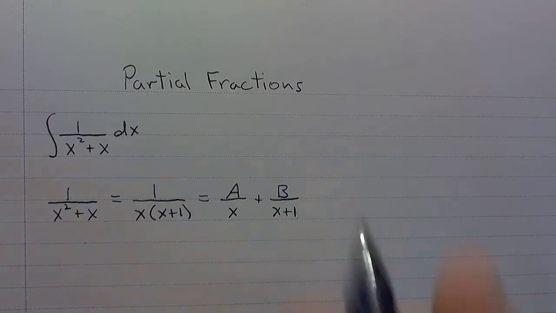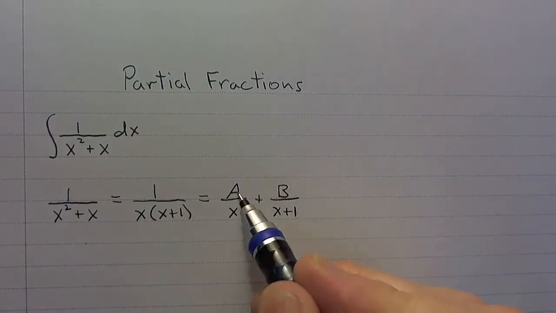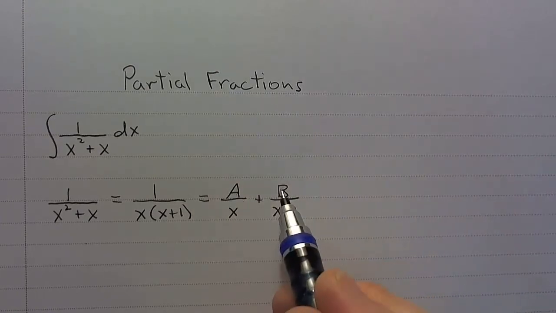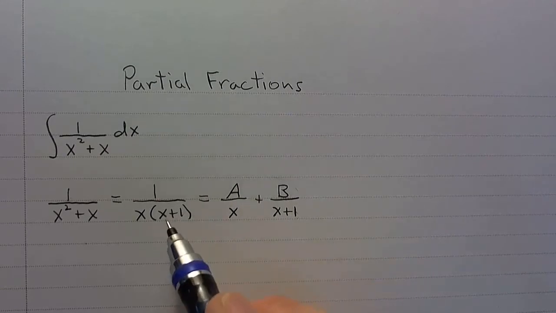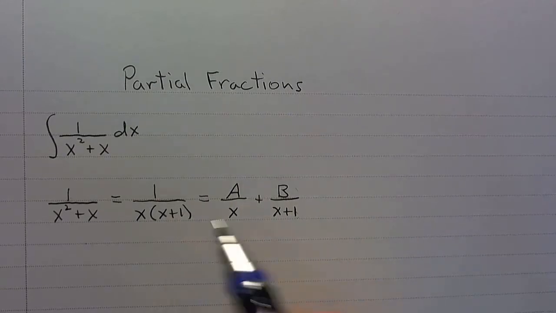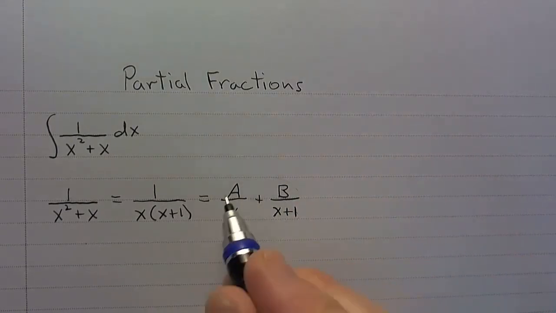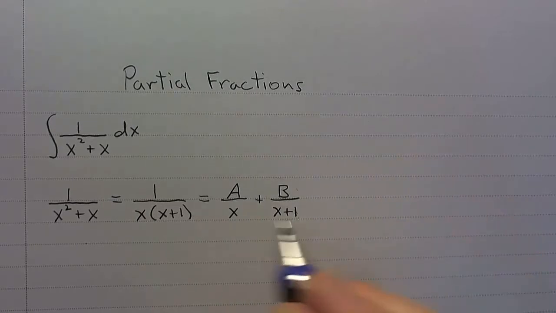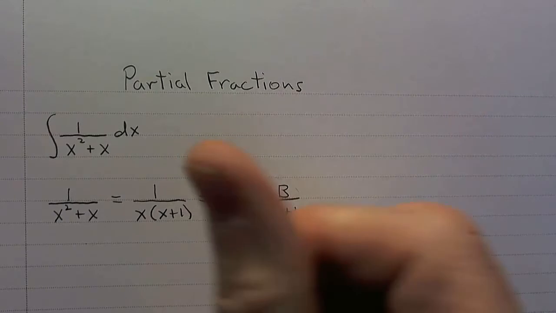So we're making that assumption, and we're going to work. We kind of decomposed it, and what we have to figure out is, what is A and what is B? We need to find A and B so that when we add these two fractions together, we get this. So let's see how we would proceed. Let's just add these fractions now: A over x plus B over x plus 1. The common denominator is x times x plus 1.